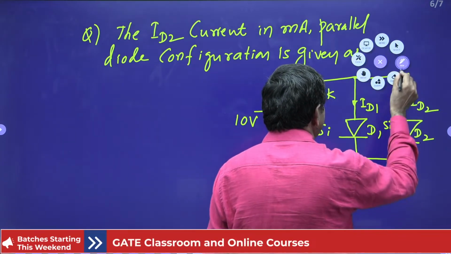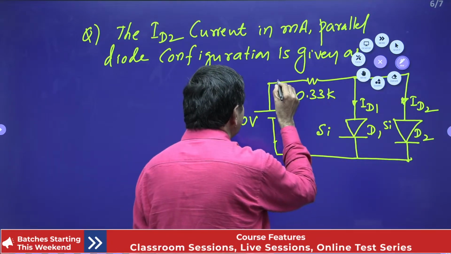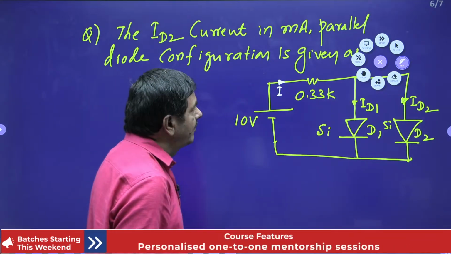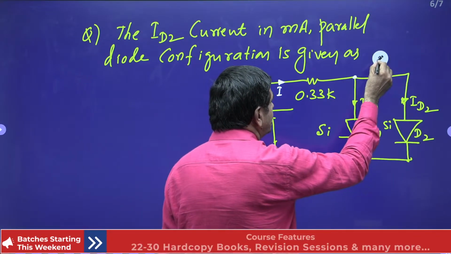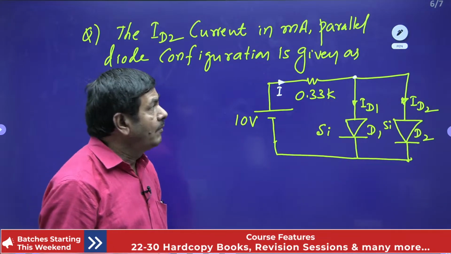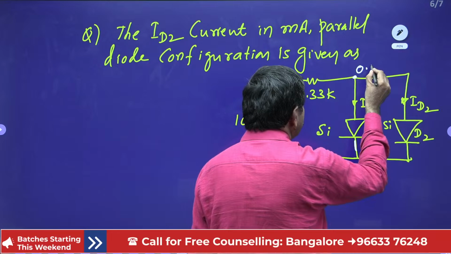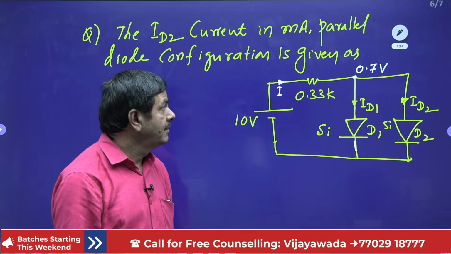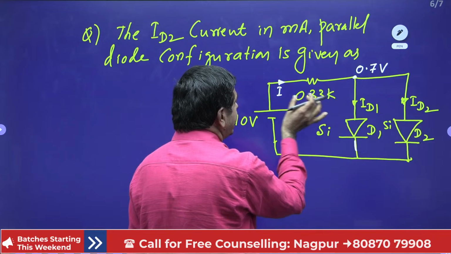We can do it like this. This current I want to denote by the symbol I. We know very well this node voltage is well known to you. What is this current? The voltage across this diode is 0.7 volts. The voltage across each diode is 0.7 only. But this current I can measure as 10 minus 0.7 by 0.33 K. I will get the I.